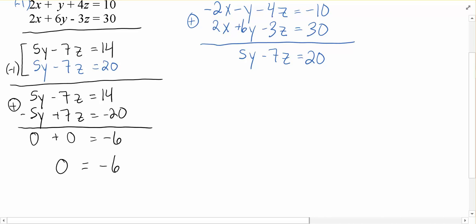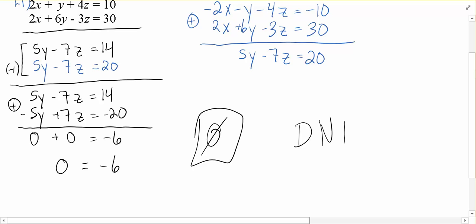That's not good. 0 doesn't equal -6. So this is going to be a no solution situation because that's not true, and there are no values of x, y, or z that will ever make it true. So we know it's no solution, so in our homework system, of course, we're going to answer that as does not exist. But here we're saying no solution to this system of equations.